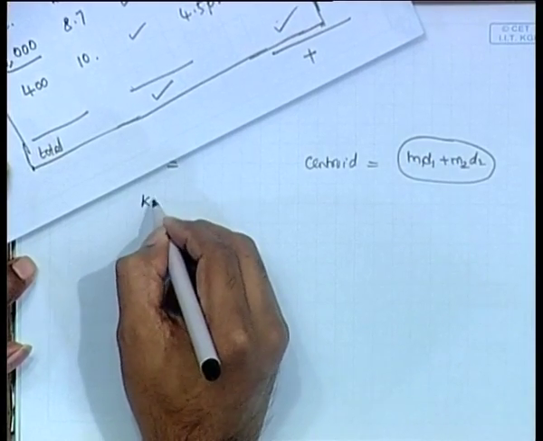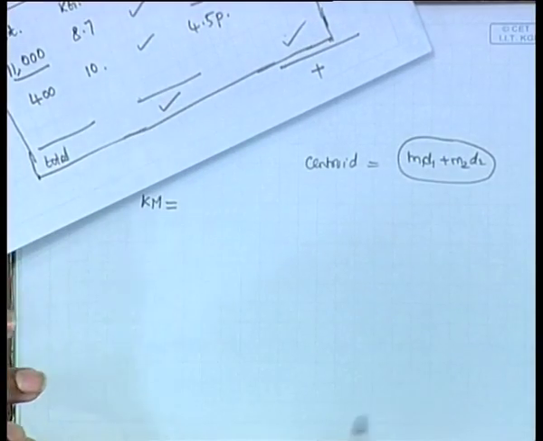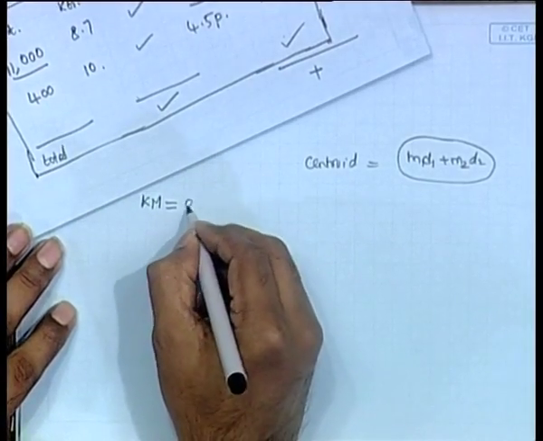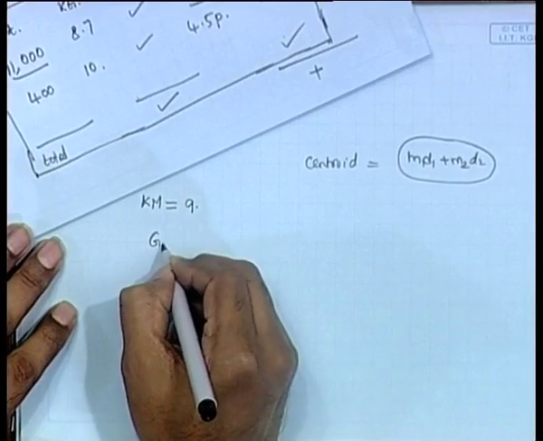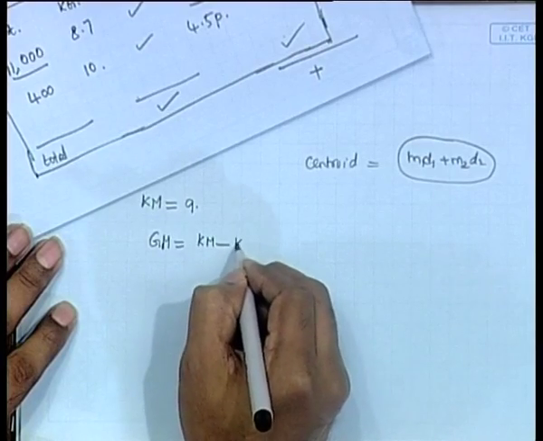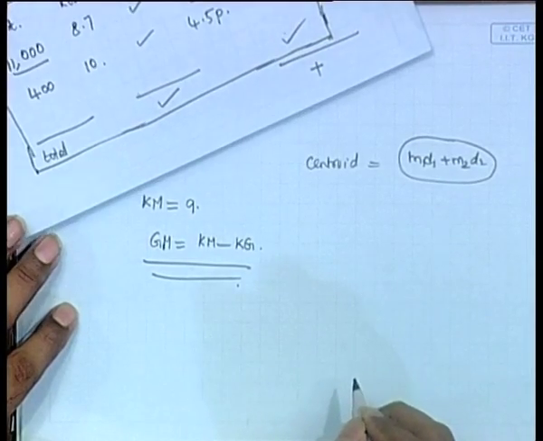Then KM is given again. KM doesn't change because it is just a tilting of weights and KM hasn't changed. And you then do GM, new GM, which is equal to KM minus KG. This will give you a new value of GM.